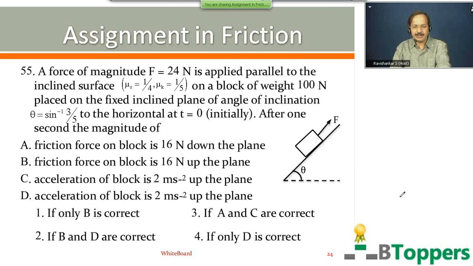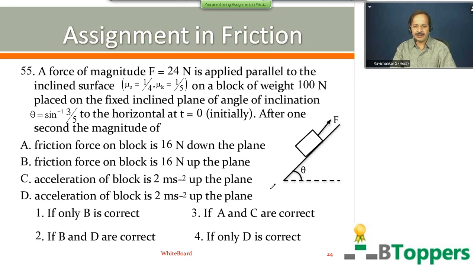So for question number 55, the magnitude of friction force on the block is 16 newtons up the inclined plane. That is, statement B is true. The magnitude of acceleration of the block is 2 meter per second square down the inclined plane.